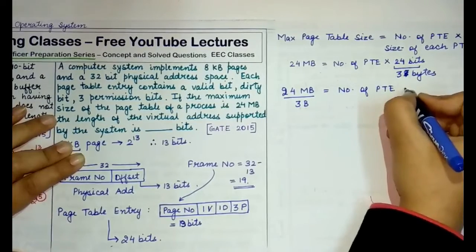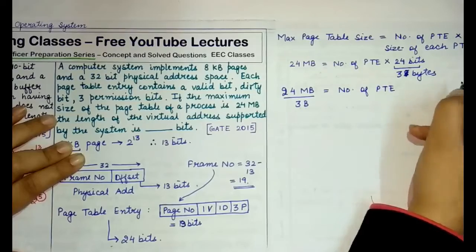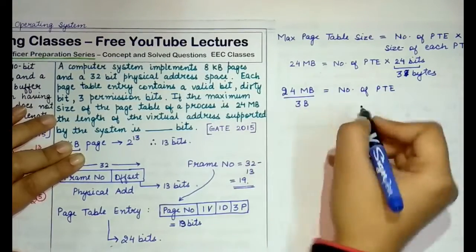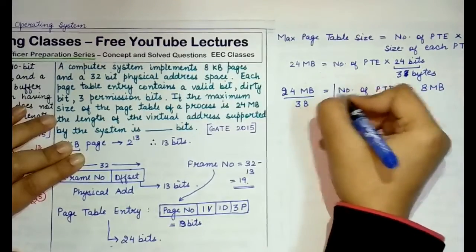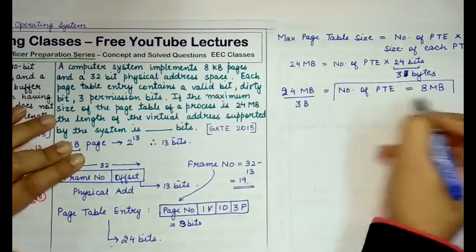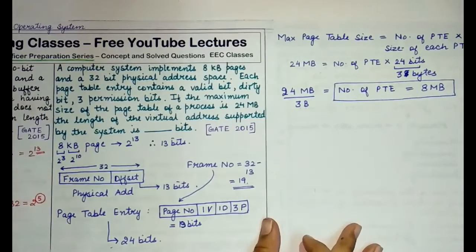And what would be the value? Number of page table entries would come out to be 8 MB. Okay, 3. This comes out to be 8 MB. So this is the total number of page table entries. Now, why do we need the total number of page table entries?